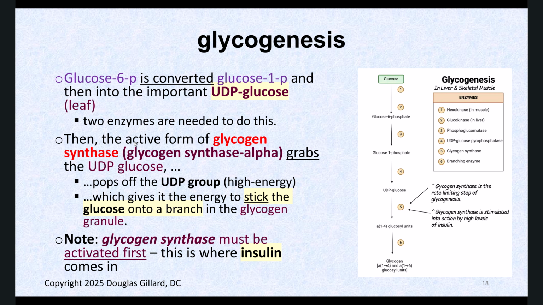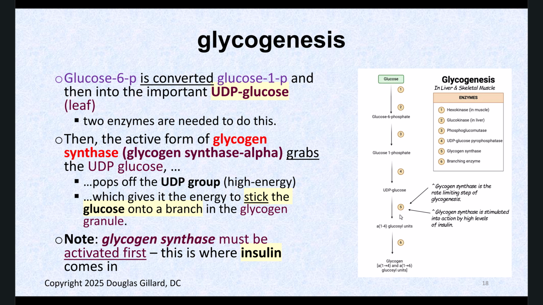So let's see what I wrote. The active form of glycogen synthase grabs UDP glucose and pops off the UDP group, and that gives it the energy to stick that glucose on a branch of the glycogen granule, or just on the branch of the glycogen is fine. So glycogen synthase is the star here. And we can see number 5 is glycogen synthase, and there are some fun facts about it. It's the rate-limiting step of glycogenesis, or glycogen synthesis. I always ask that, and boards always ask that. So definitely know that one.